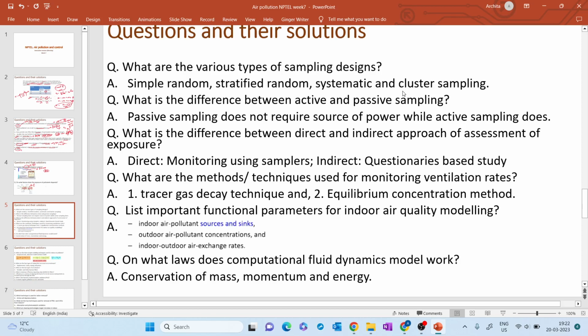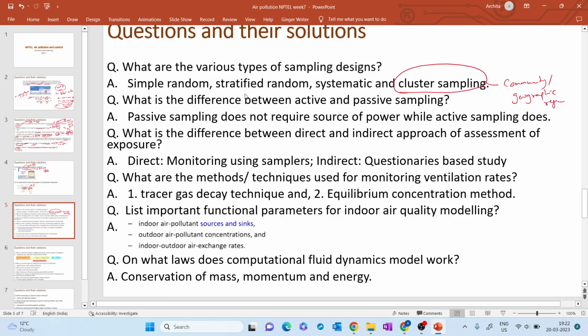So, cluster sampling is the simplest. Cluster sampling means when you don't study individuals, you study a community. Okay, you study a particular geographic region. Okay, for example, if you live in Delhi, and you are studying indoor pollution, you are studying a particular location of Delhi. For example, let's say Rajiv Chowk or Anand Vihar. Okay, so that is cluster sampling.